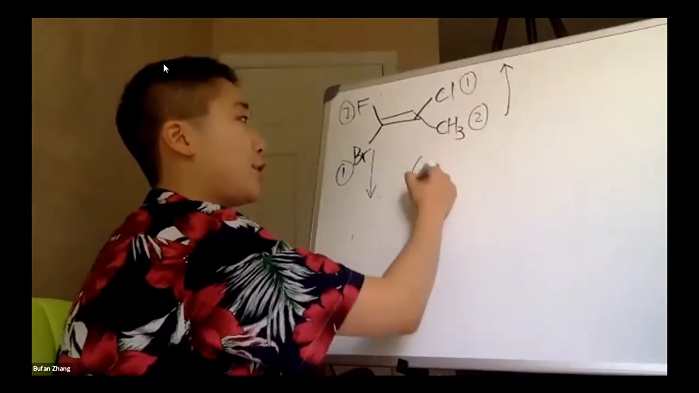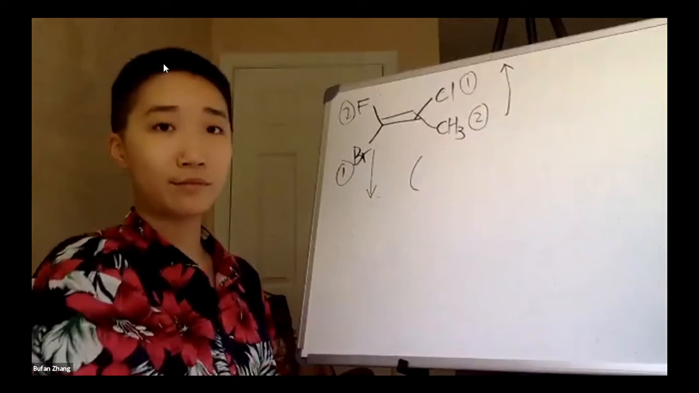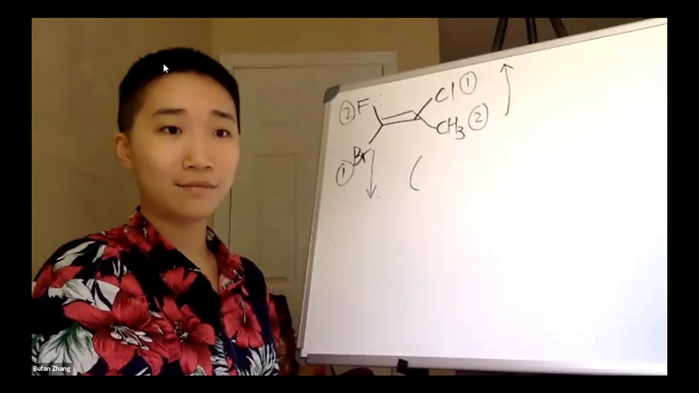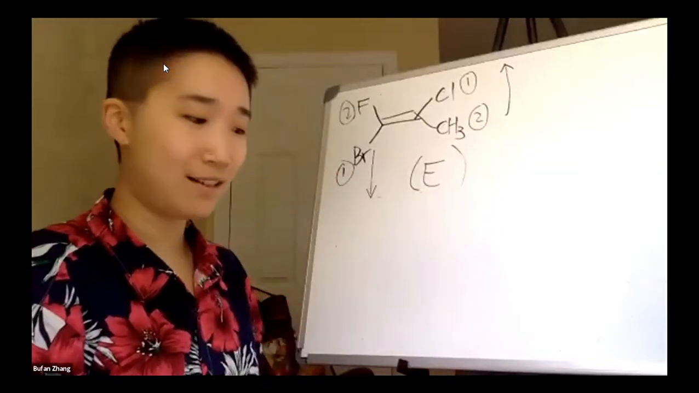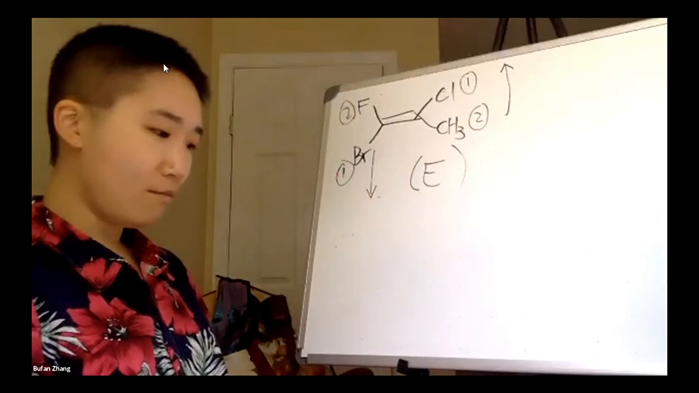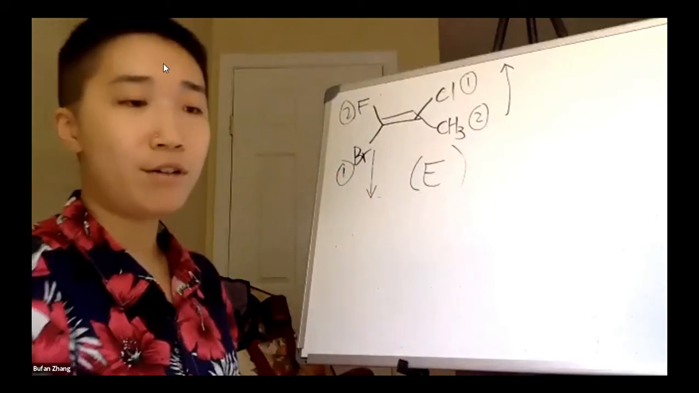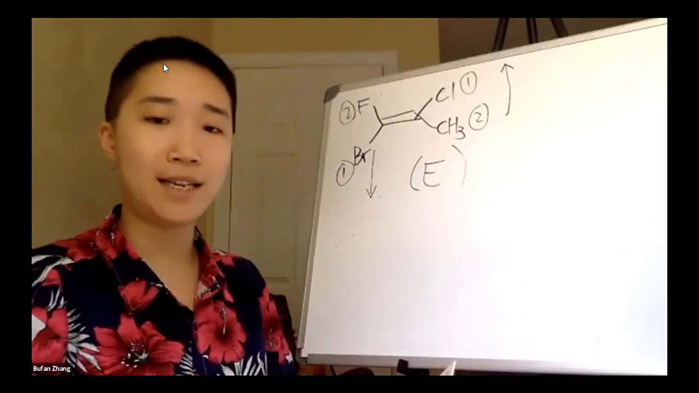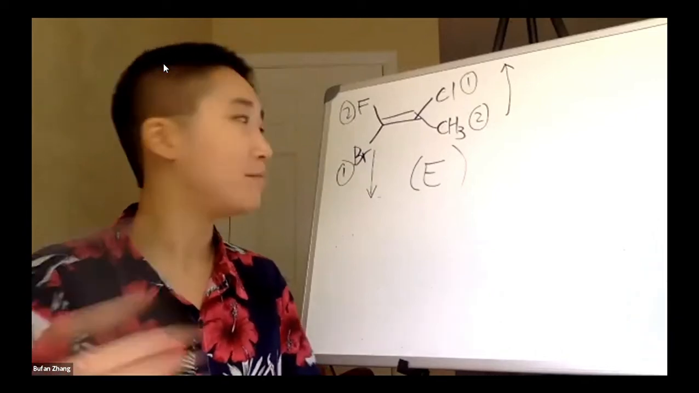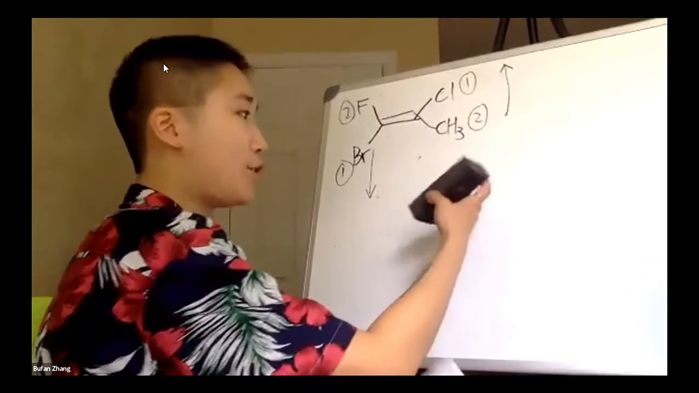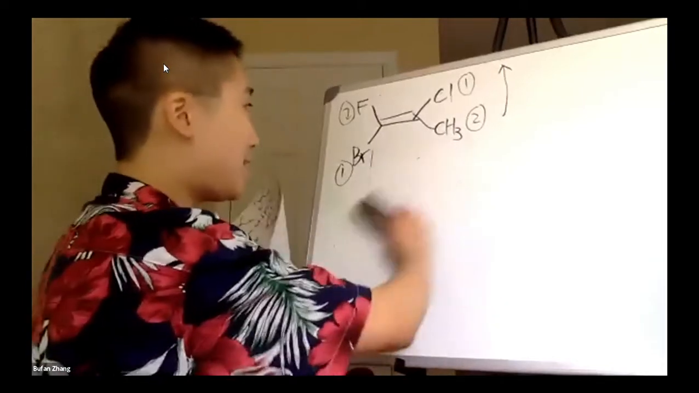So what configuration is this? E. It's going to be E, right? Because they're pointing opposite directions. Okay, so great. You now know the fundamentals for assigning E and Z, but we're going to move on to some more complicated examples. Anybody has any questions so far regarding this that we just did?